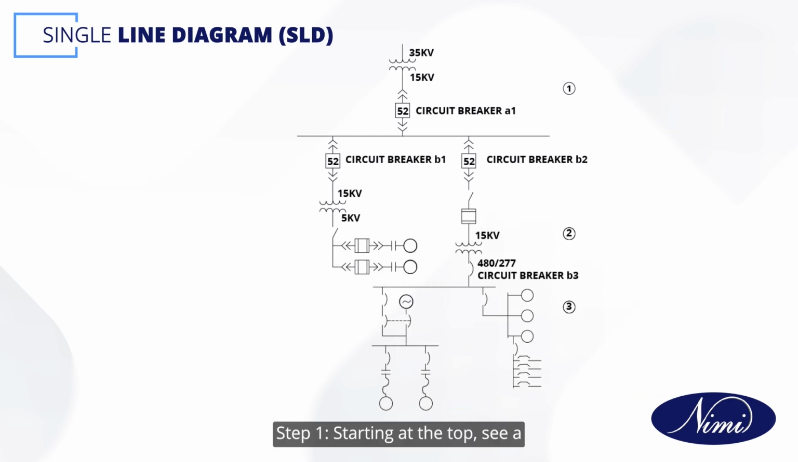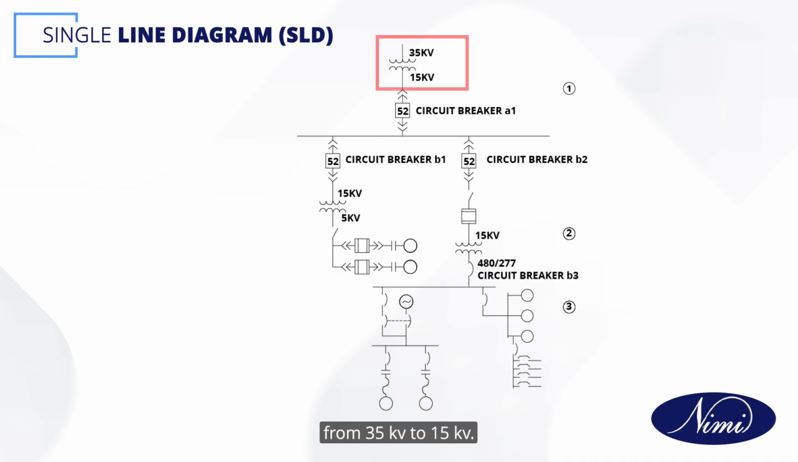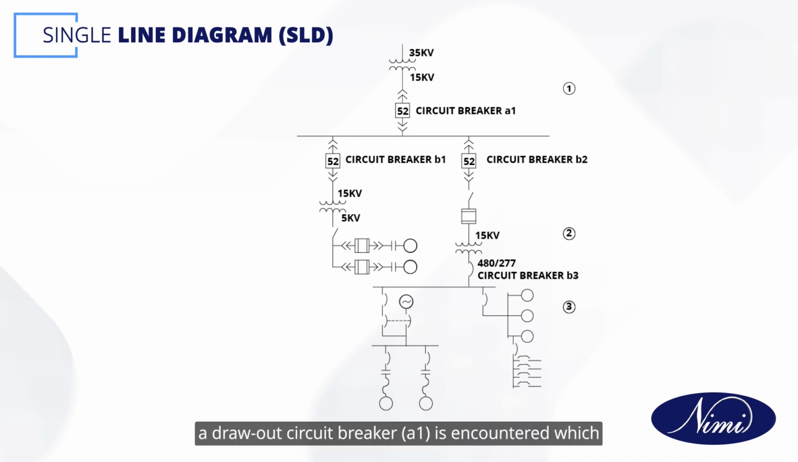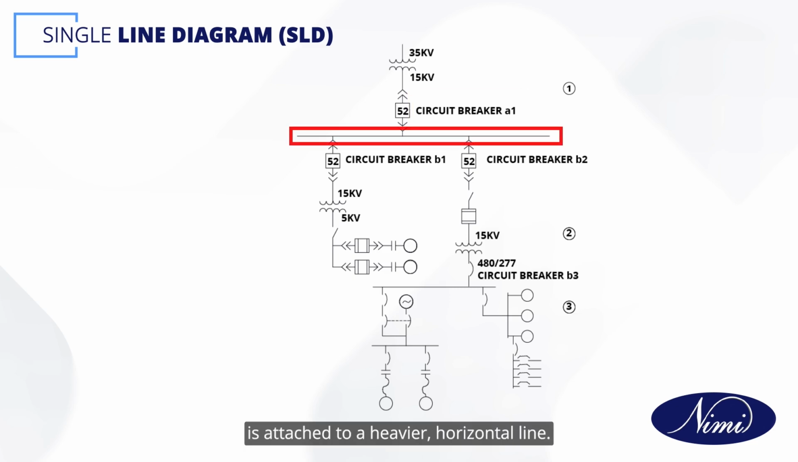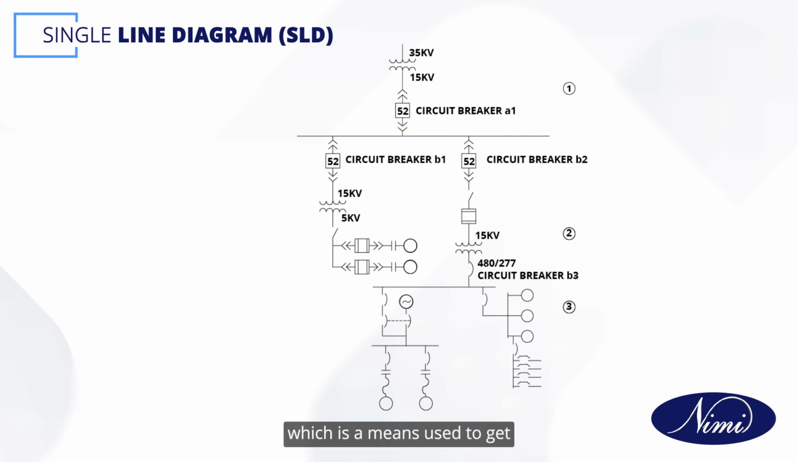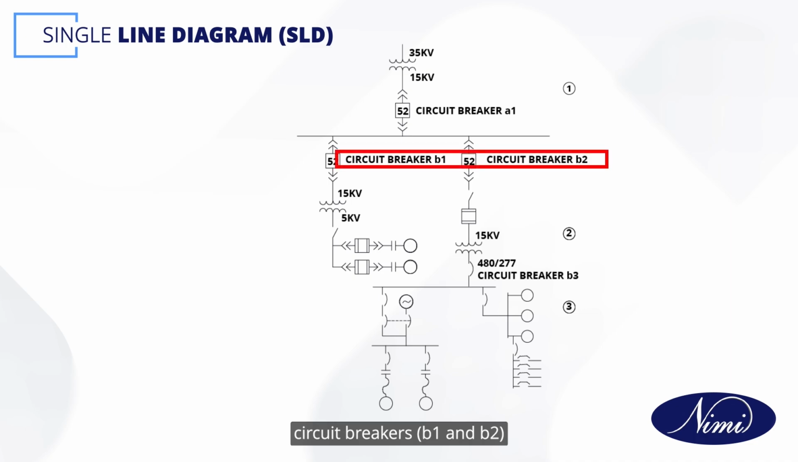Step 1. Starting at the top, see a transformer feeds power to the whole system. The transformer steps the voltage down from 35 kV to 15 kV. Once the voltage has been stepped down, a draw-out circuit breaker A1 is encountered, which is attached to a heavier horizontal line. This horizontal line represents an electrical bus, which is a means used to get electricity to other areas or circuits. Step 2. Look at two more draw-out circuit breakers, B1 and B2, attached to the bus and feed other circuits.